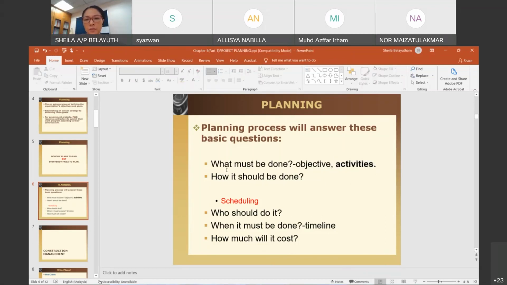So what must be done? Alright, how it should be done? What are we trying to identify from our planning? How it should be done? Any idea how?